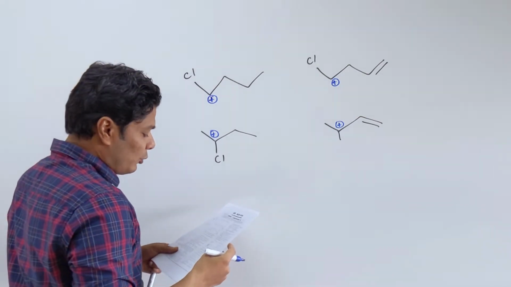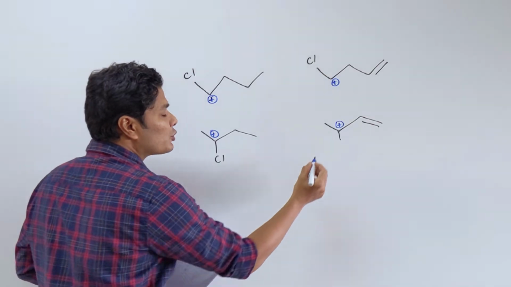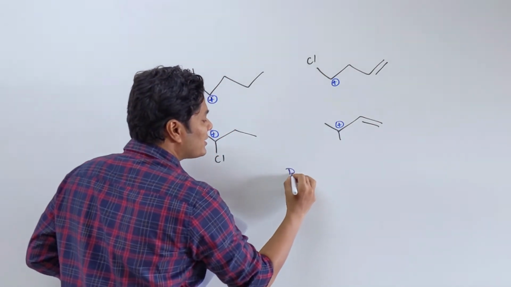Alright, so now which is the most stable one? Obviously your D will be the most stable because it is allylic. So D is the most stable.